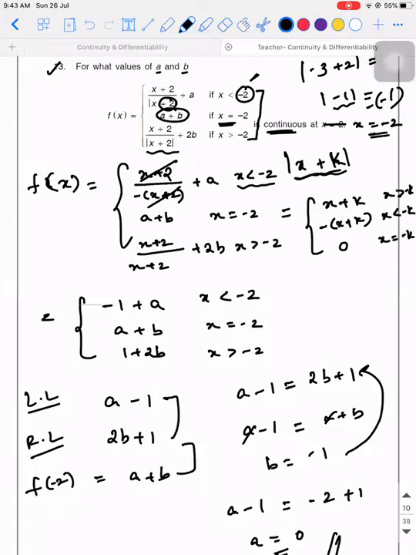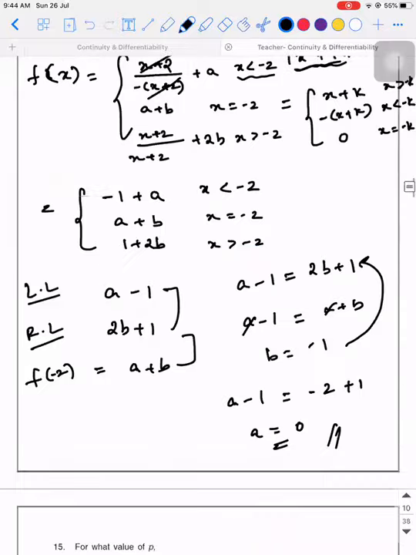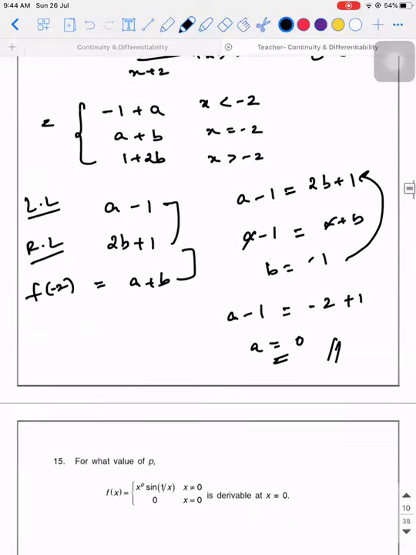Had the question been x is equal to 2, if there is no mistake and that is how the question is asked, then the answer would have been any value of a and b, because the function is broken only at minus 2. Okay, so I'm proceeding to the next one.